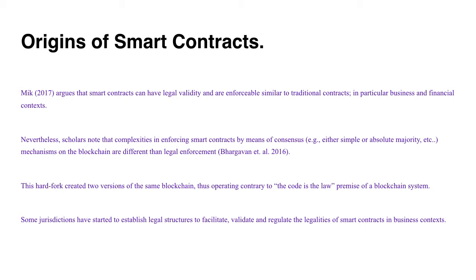And now what happens if the system breaks, or if there's a fundamental software flaw? Who is answerable? Okay, so these are very big challenges for smart contracts.